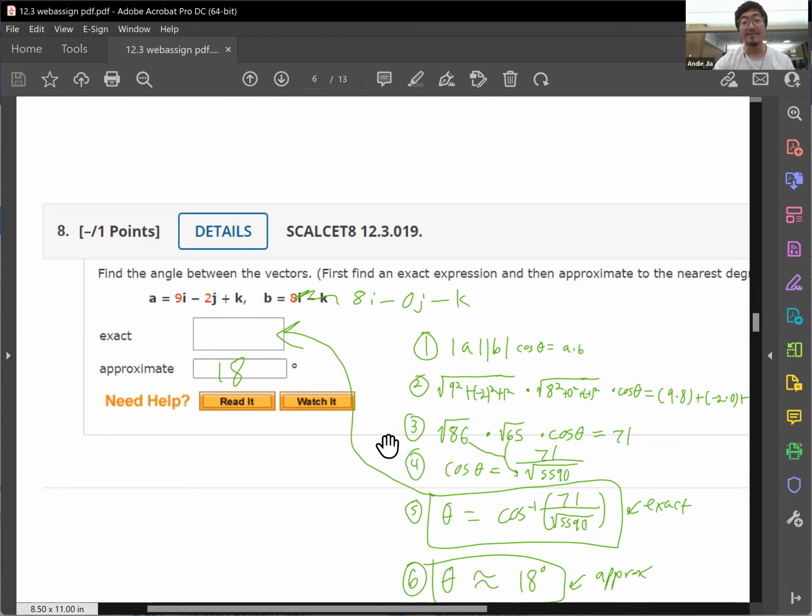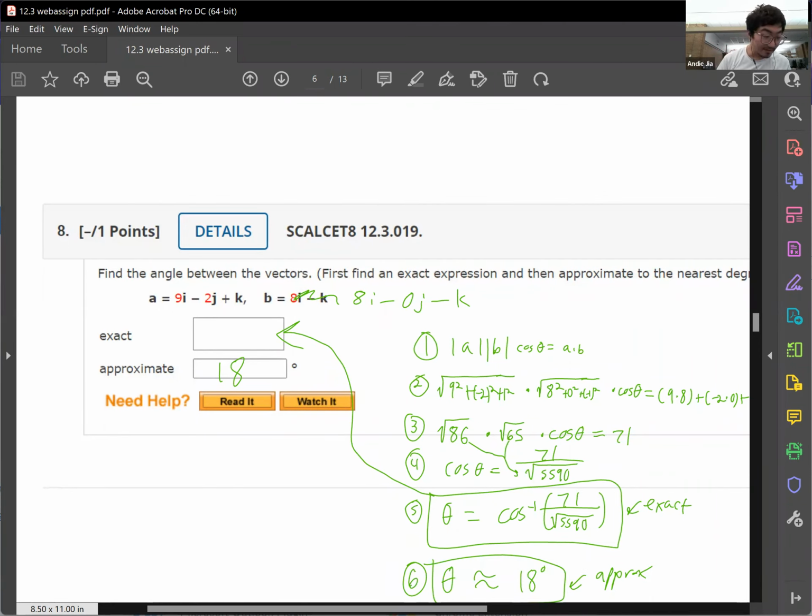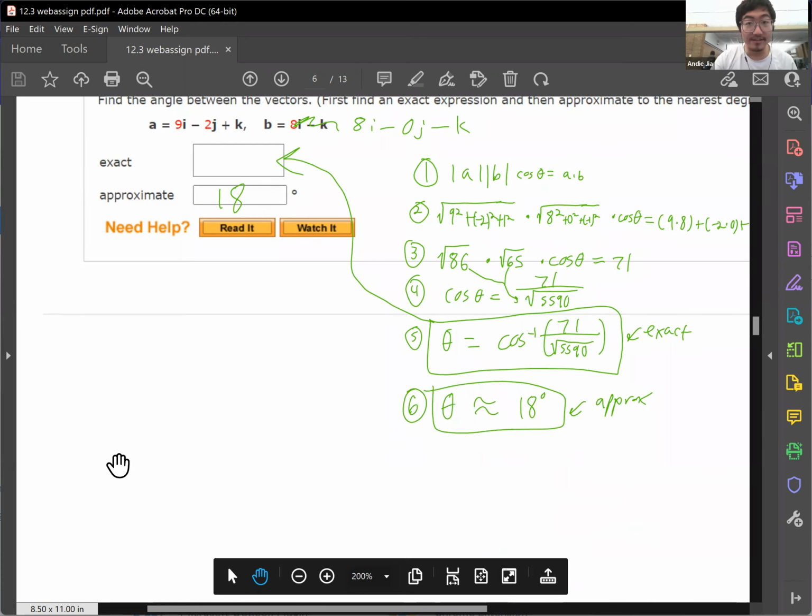And then you just find the magnitude, find the cosine of theta, and you find the exact angle between the vectors. Yep. And that will be.